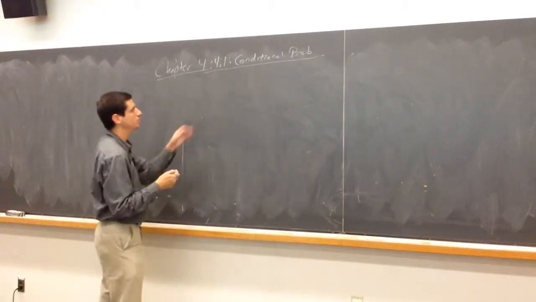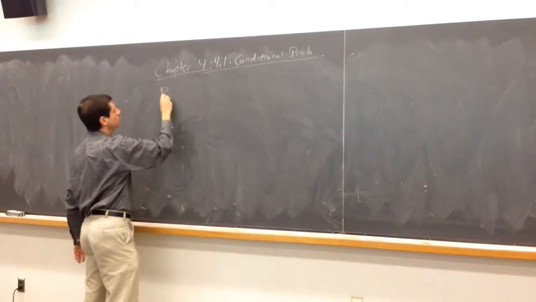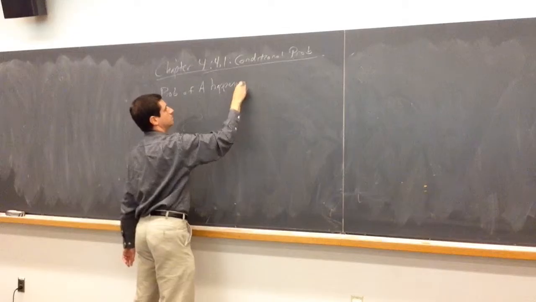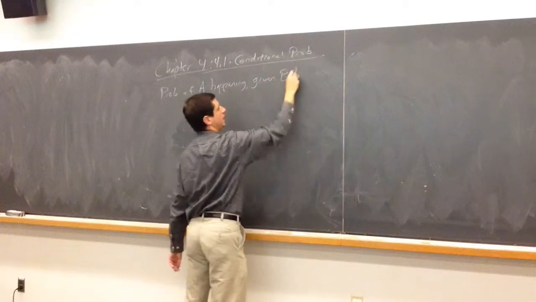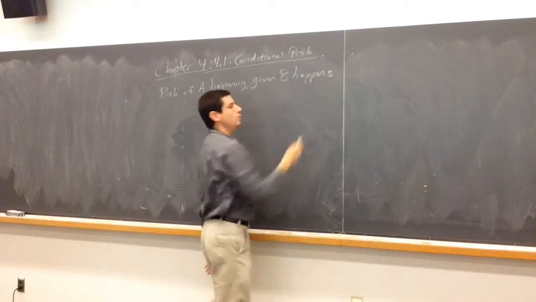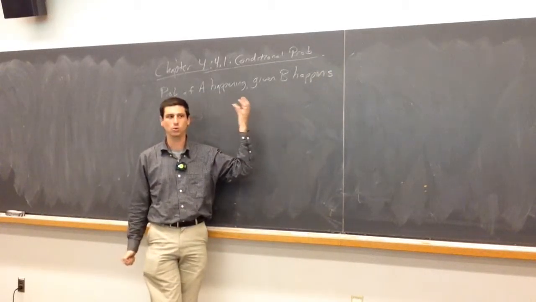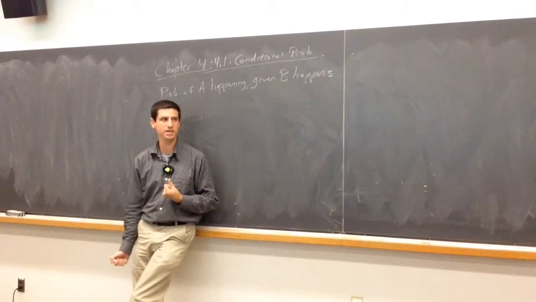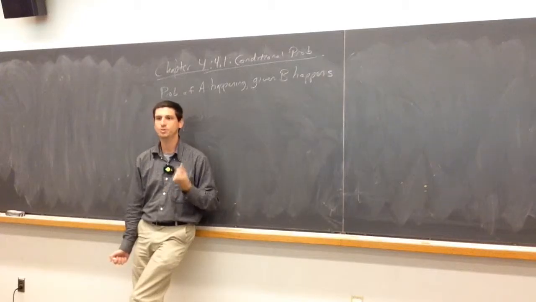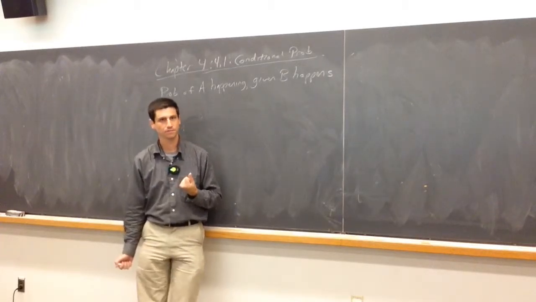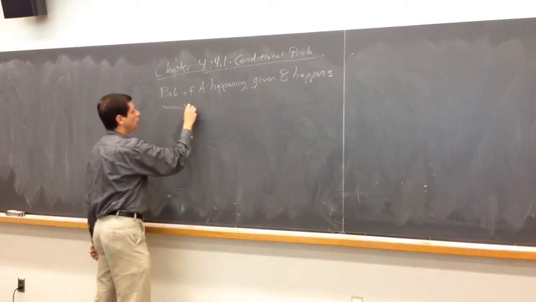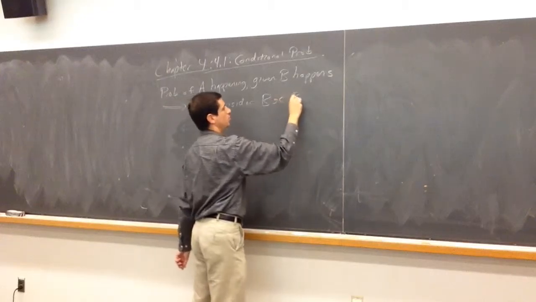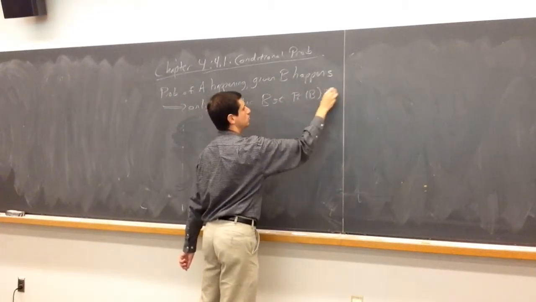So what I want to do is talk about conditional probability. This is the probability of A happening given B happens. Whenever you have something in mathematics, it's always good to look at what you are doing. We are trying to find the probability that A happens given that B happens. What must be true about the probability of B? Not 0. Therefore, only consider B such that the probability of B is greater than 0.